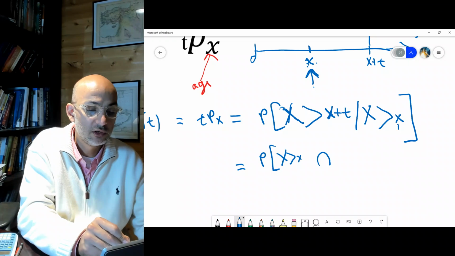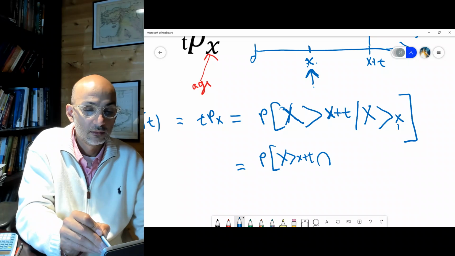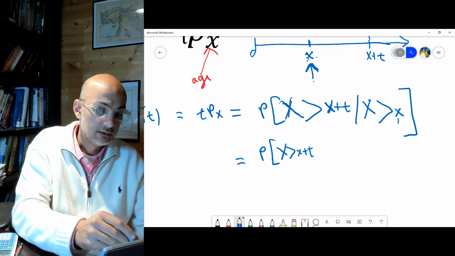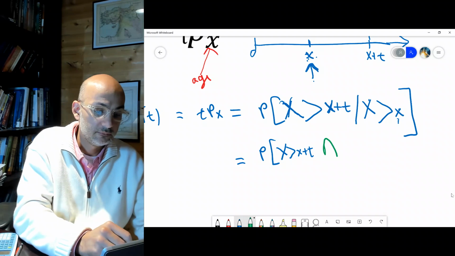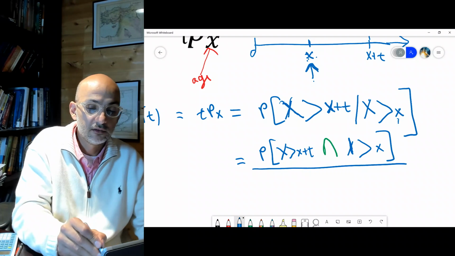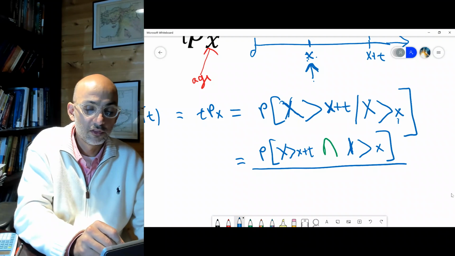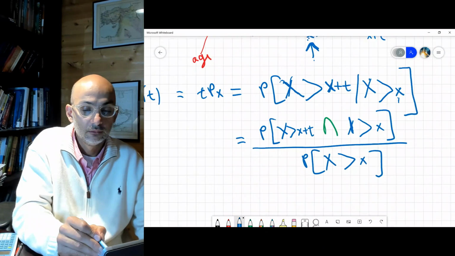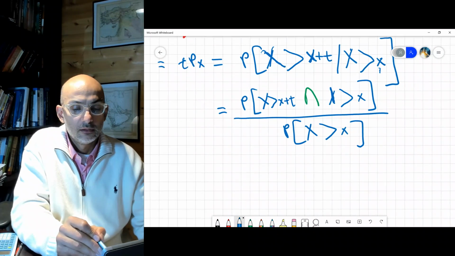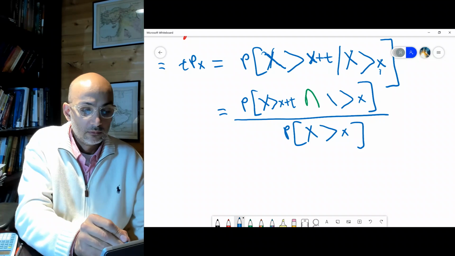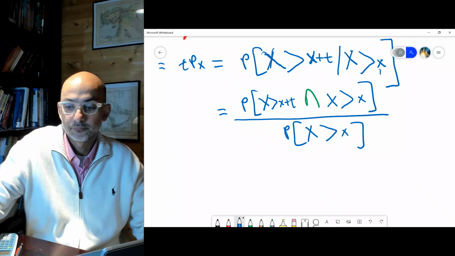probability of X greater than small x plus t, given X greater than small x, right? And this is, we maybe use a different color, the probability of X greater than x plus t and X greater than x, divided by, remember, what's after the condition goes to the denominator, the probability of X greater than x. This is x, sorry. It makes sense, right?